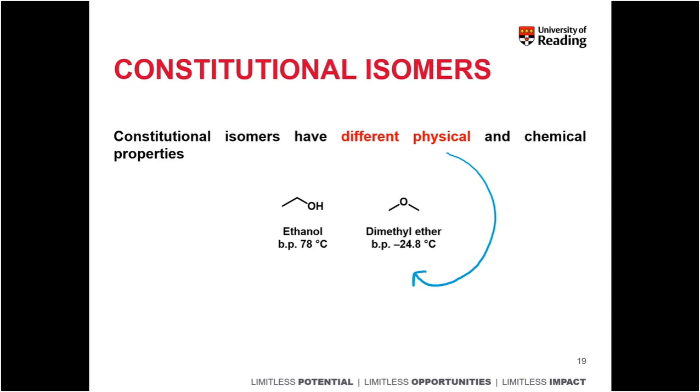Ethanol and dimethyl ether behave differently. Ethanol has a boiling point of 78 degrees centigrade. Dimethyl ether has a boiling point of minus 24.8 degrees centigrade, so it's much lower than ethanol. And this type of observation is common. Constitutional isomers have very different physical properties. They're very different structures after all.